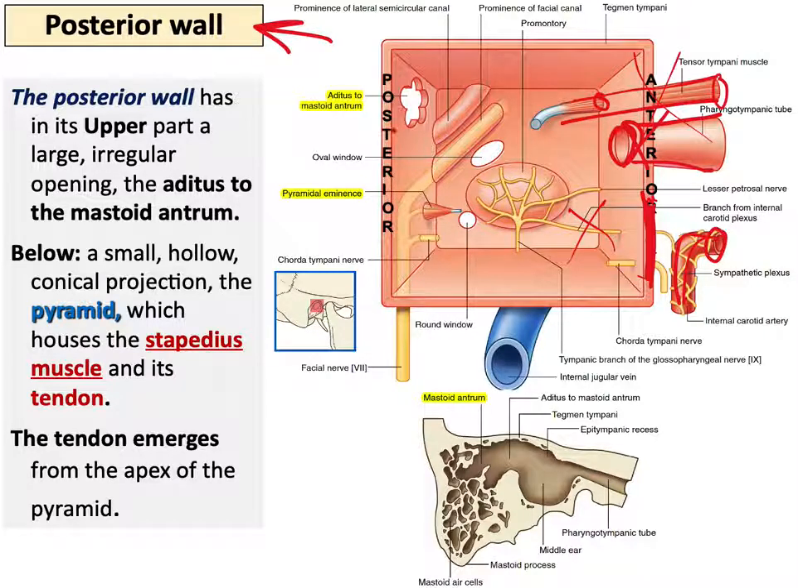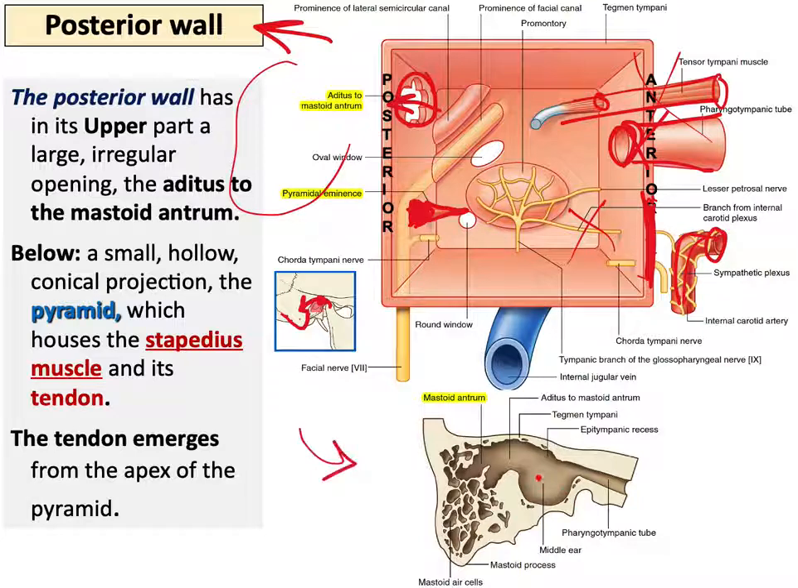The posterior wall is very simple. It has an opening here called the aditus to the mastoid antrum. What does it mean? It's an opening to the mastoid process. Here is the mastoid process you see in this figure. So there's an opening to the mastoid process, called the aditus to the mastoid antrum, ultimately leading to the mastoid air cells. And you have a small bony projection like a pyramid. We call it the pyramid, for the attachment of the smallest muscle in your body. It's called the stapedius.